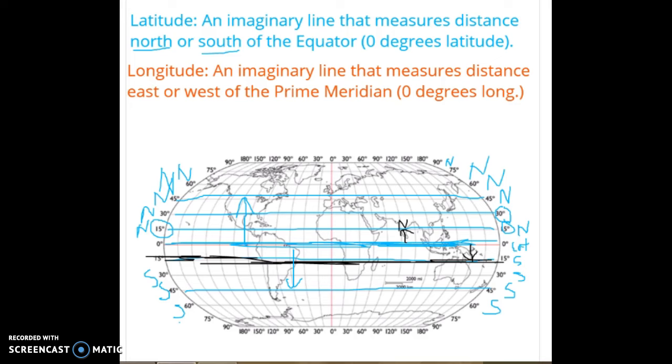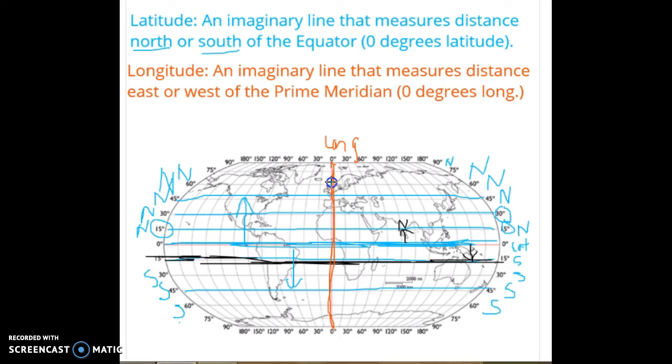So let's go back to longitude. Longitude lines are imaginary lines that measure distance east or west of the prime meridian, which is at 0 degrees longitude. So this right here is 0 degrees longitude, right here.